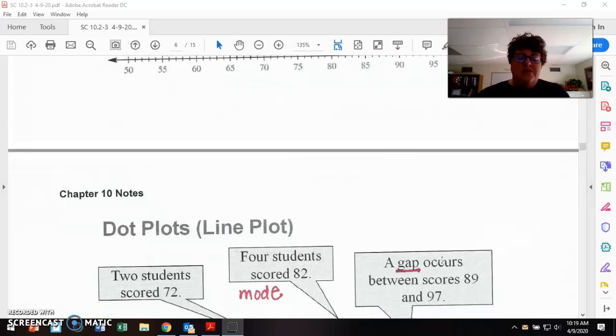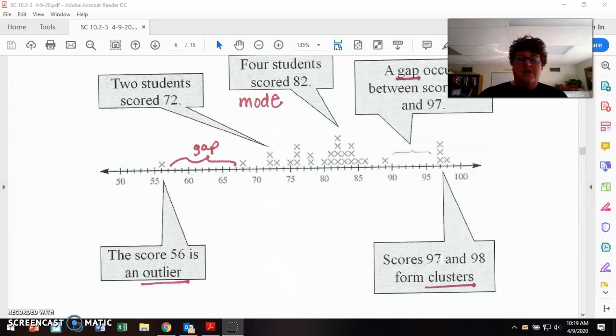And as we continue, you can see the X's, you can account for 2 students scored a 72. We have what's called a mode, and mode means the most. So here you can see that 4 students scored an 82. So my mode would be an 82. That was the score that happened the most.